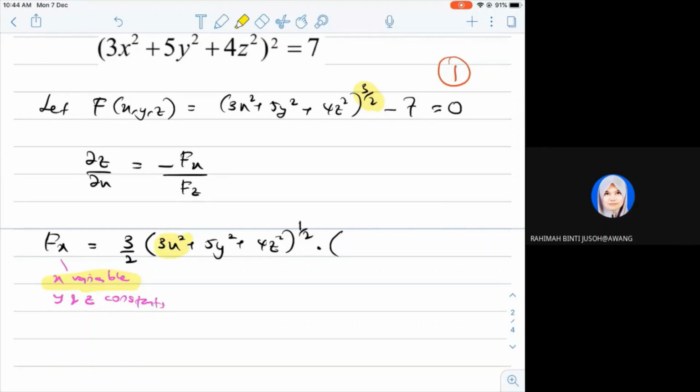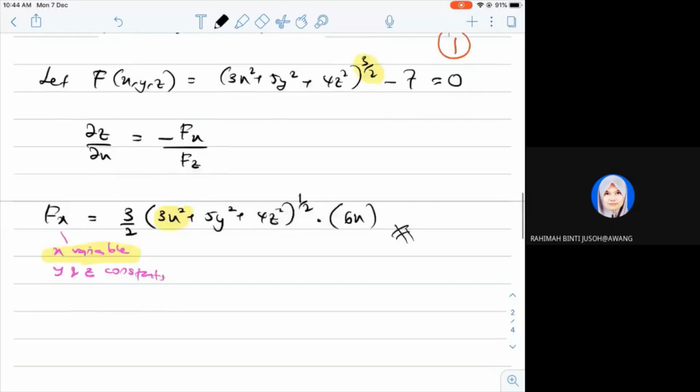Okay, no need for you to differentiate z, because we are using the second method now. The second method is easier because it only focuses on one variable. So differentiate 3x squared, we will get 6x. Then differentiate negative 7, of course not 0, right? So we stop here. That's it.